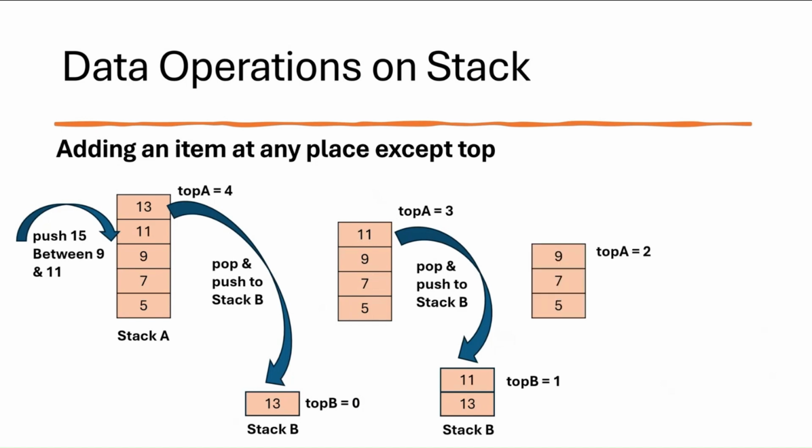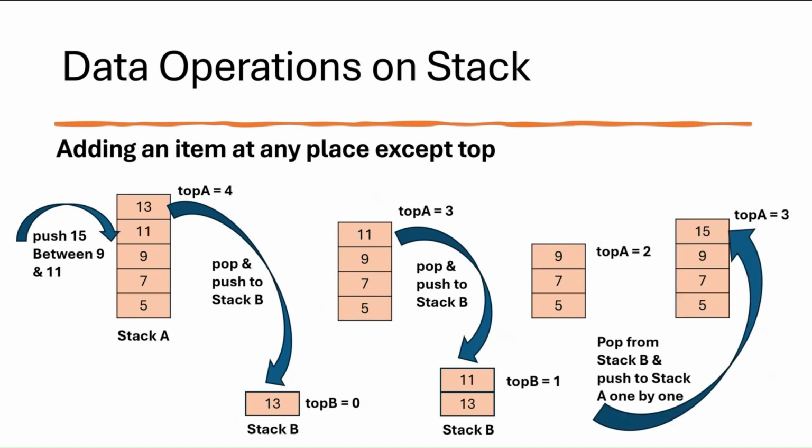Now after we pop all two elements, we can push the 15, and then again one by one from stack B we need to push to stack A, so that it can become 5, 7, 9, 15, 11, 13, something like that, right? So in this case, the performance is O of n.